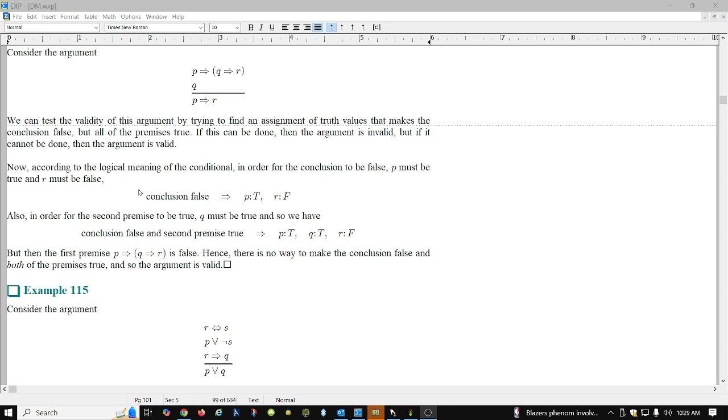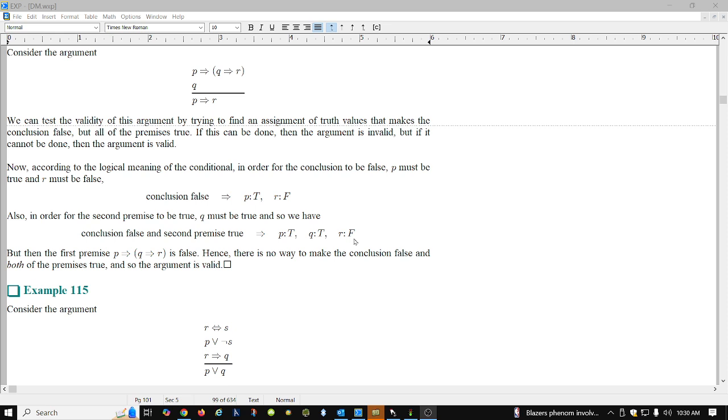Okay. Well, according to the meaning of the conditional P implies R, this is the conclusion here, in order for the conclusion to be false, it has to be true implies false. P is true, R is false. Now we look at the premises. And the second one is much simpler, so we'll look at that first. In order for the second premise to be true, Q has to be true. So if the conclusion is false and the second premise is true, we must have these truth assignments.